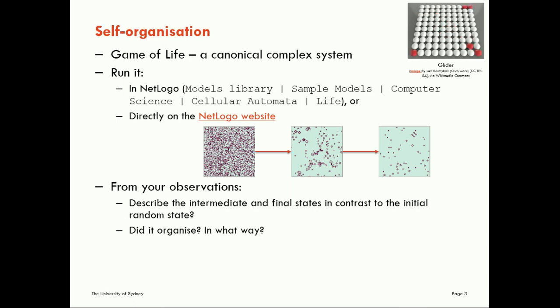Certainly, I think the game of life can be considered as having organised. We've gone from an initial state without any apparent structure, through an intermediate and then final states where there's much more apparent structure taking place. There are many more static structures, and even spatiotemporally moving structures like the glider that we see here. In what way did it organise?